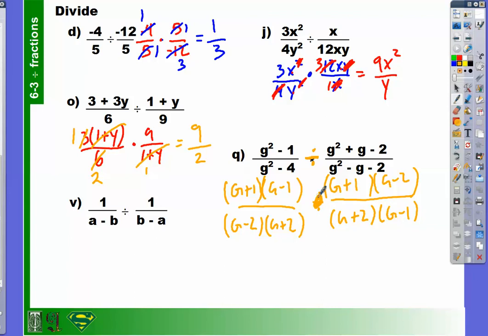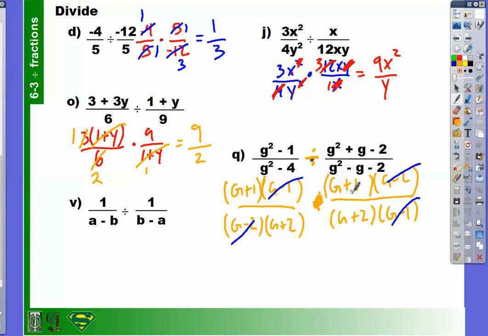And so now we can go through and start crossing off things that are common. So what do you notice that we can cross off in this problem? Matthew? G minus 1, G minus 1. Right. Is there anything else that cancels out? Mia? Is there anything else that cancels out? No, not so much.